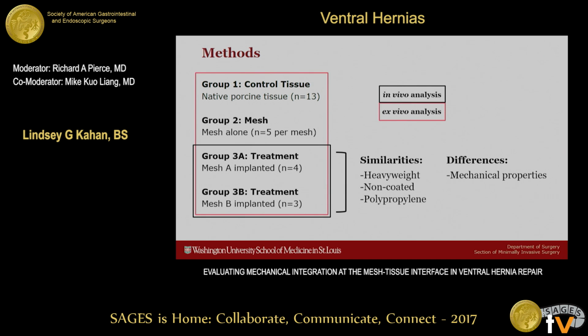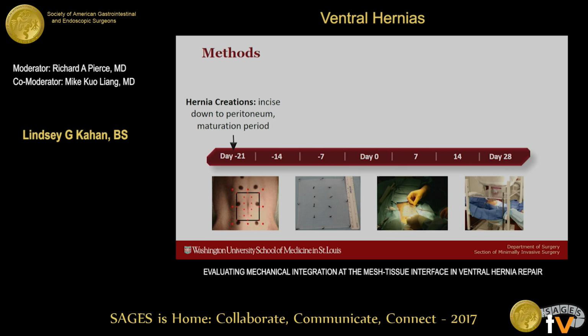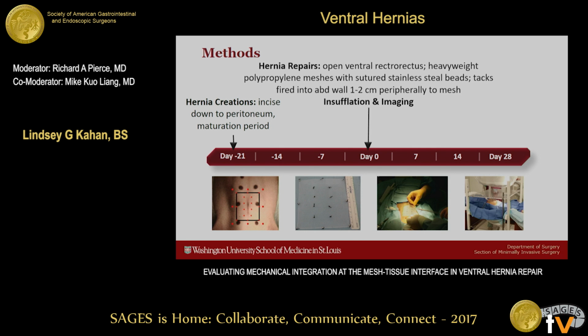So for our treatment groups, on day -21, if you will, we created hernias by incising the fascia down to the peritoneum and allowing them a period to mature. At which time point we used open ventral recto-rectus repair using our meshes, either mesh A or mesh B, and we had sutured stainless steel radio-opaque beads on the mesh, as you can see in the image below. Now this was for our imaging technique, which I'll explain a little bit.